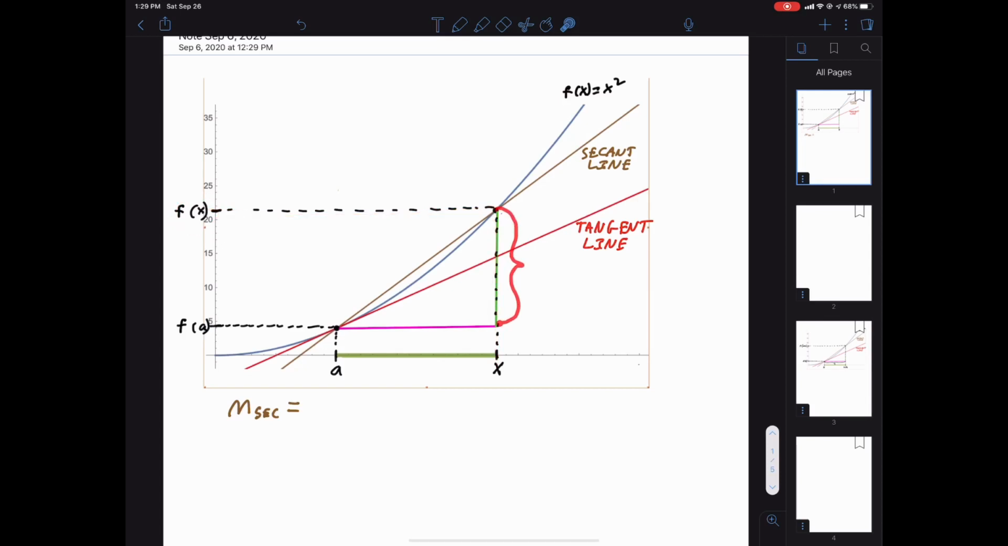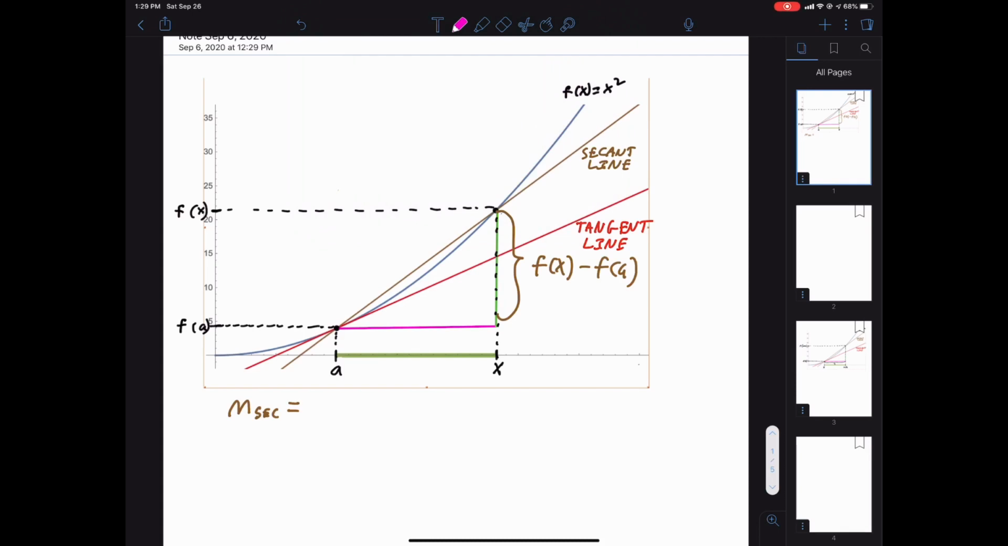So the length of the rise, you subtract the y-coordinates. So that's just going to be f of x minus f of a. And that's what we talked about. How do you find the distance between 2 points? You just subtract them. So the rise in this case will be f of x minus f of a.